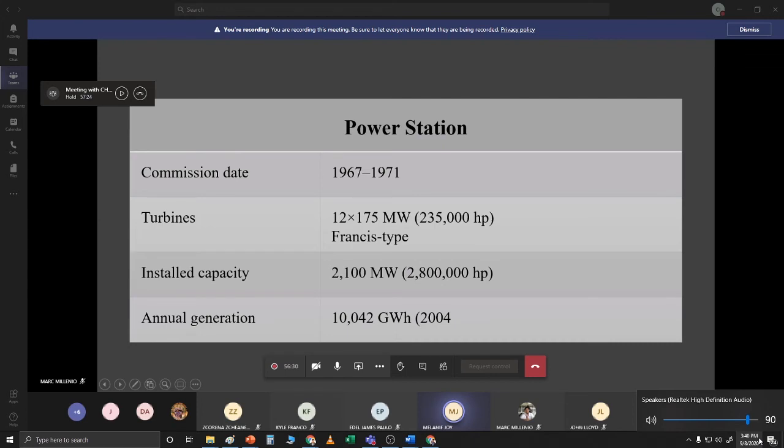So, yung power station niya po, ang ginamit din na turbine is Francis type, which is hinati-hati po sa 175 megawatts each. So, yung installed capacity nga po is 2,100 megawatts. Tapos yung nagiging annual generation po nito noong 2004 is 10,042 gigawatt per hour.